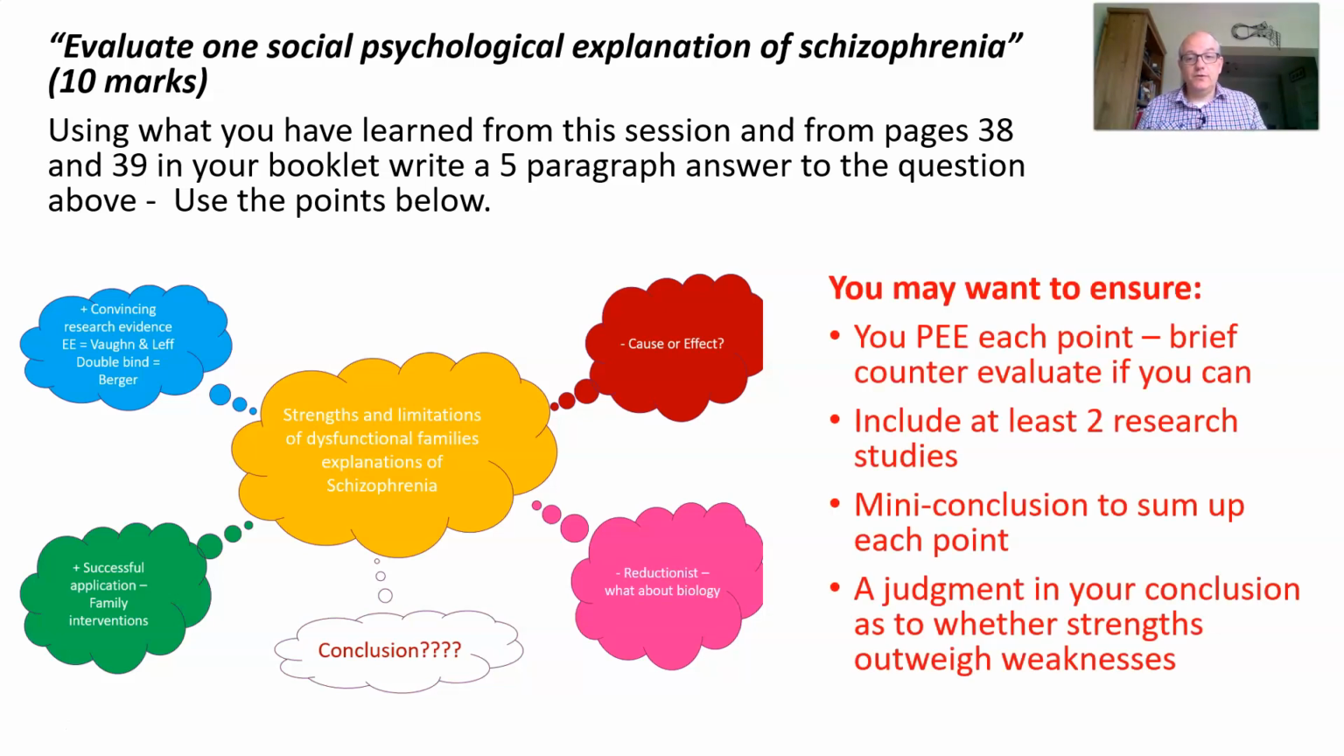Okay, so make sure that your P, we've talked about that, point, evidence, explain. They're really quite important there. You can counter, and I'll put some counter evaluation points in there. You need 2 studies in there: we've got the Vaughn and Leff, and we've got the Berger study. You can pop those in there. Mini conclusions, just kind of summing up after each point, can save you writing a full conclusion at the end. Okay, but if you do put a conclusion, remember in that conclusion, make a judgment. Do the strengths outweigh the weaknesses? Don't just sum up what you have put in your evaluation points. Make a judgment at the end, and that makes it nice, clear and informed. Okay, so you're now ready to write your essay.